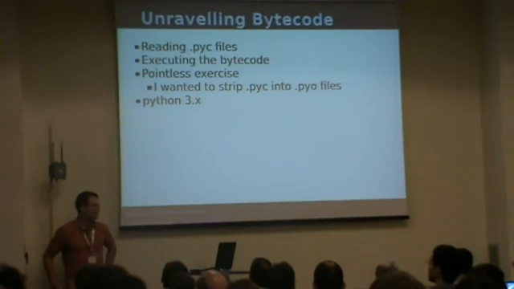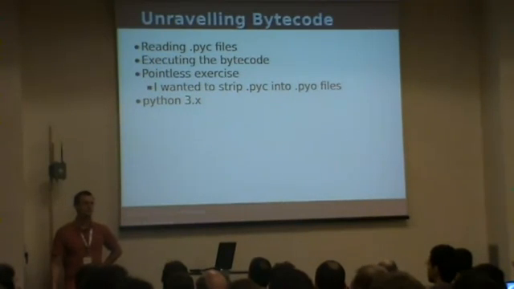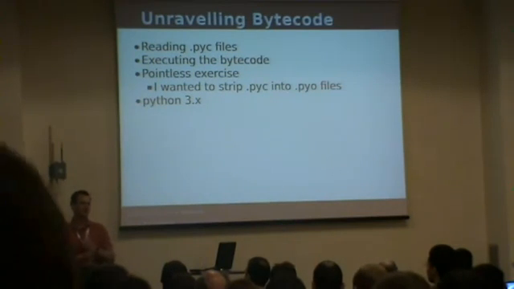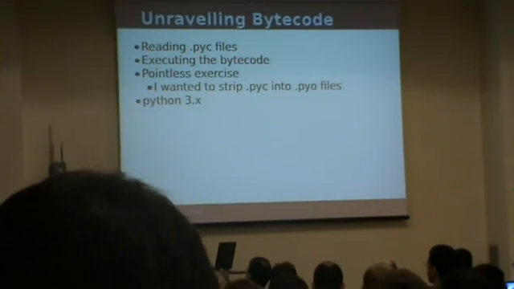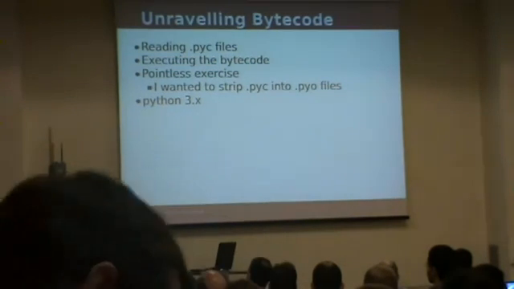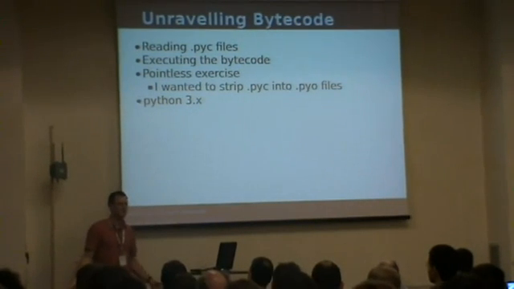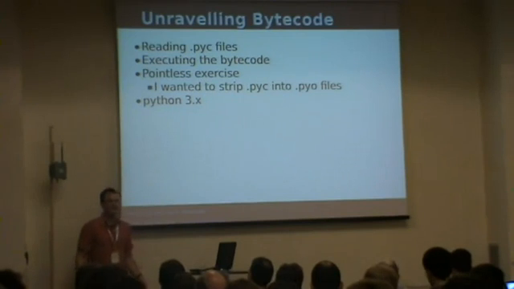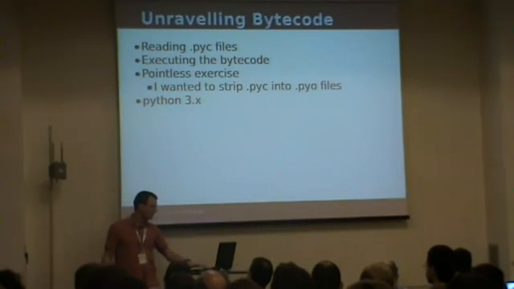The difference between Python 2 and Python 3 in bytecode is really quite small. There are a couple of small differences, but it's very easy to map them onto each other. Some attributes and some objects might be named slightly differently, but it's not very difficult other than that.